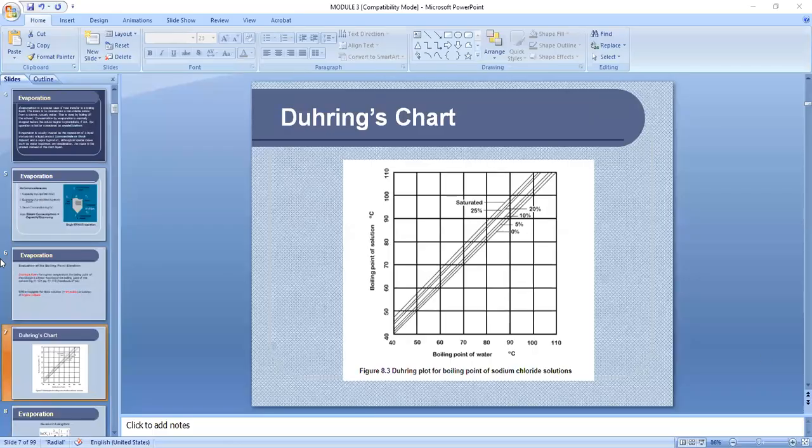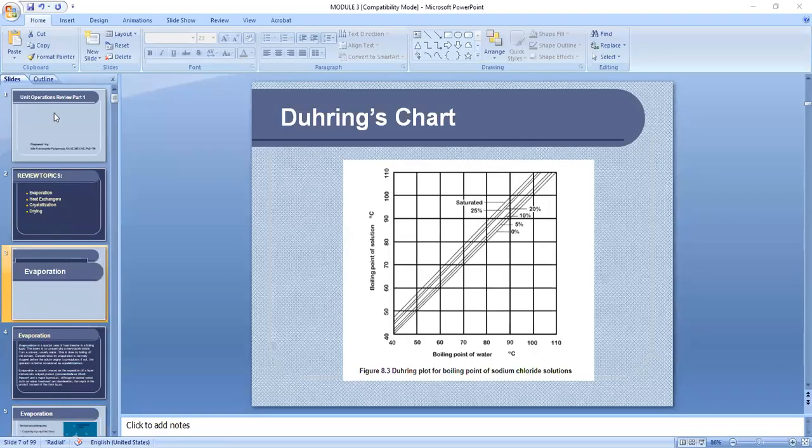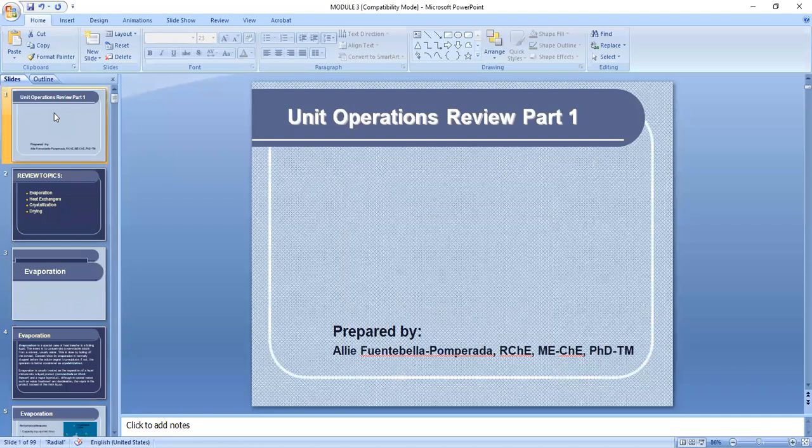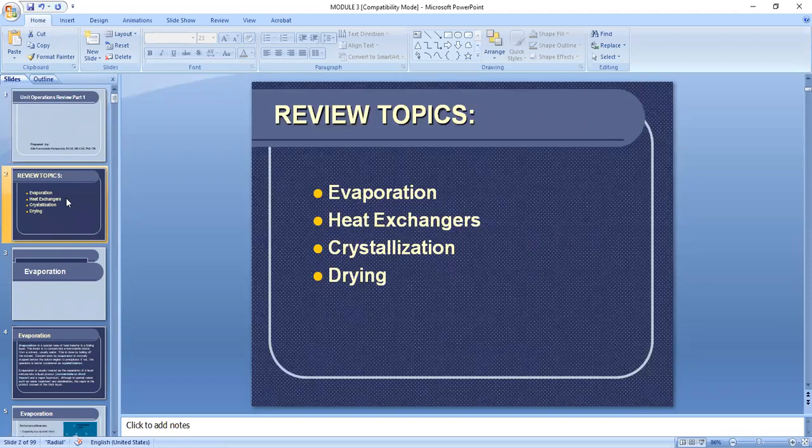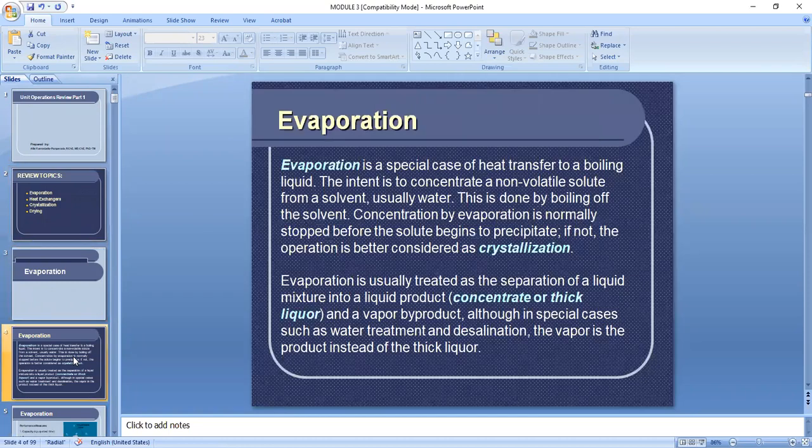So we are now on heat and mass transfer, and I've labeled this part of the review for unit operations as part 1, because part 2 will be for separation processes already. So in here, I have divided the topics into evaporation, heat exchangers, crystallization, and drying. So we go first to evaporation.